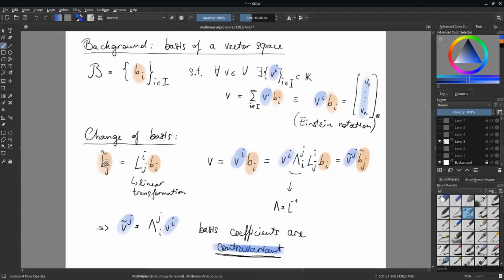I'll use orange for things that are covariant, so they change with the basis. I apply the same transformation. And in blue, I'll use for stuff that's contravariant, so I have to change with the inverse of that matrix.